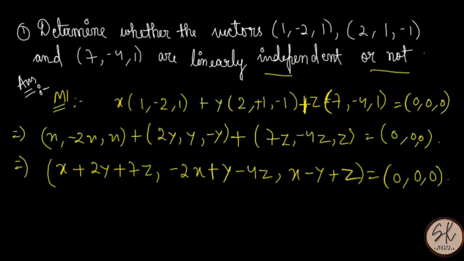So when we write it in matrix form, we will write it row-wise. That is, 1 2 7 and this one 0.